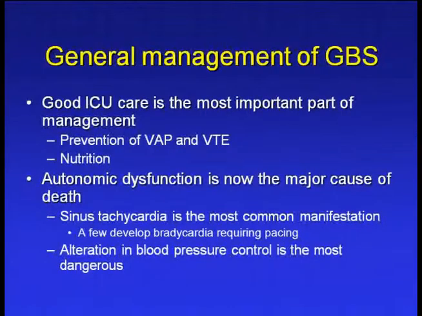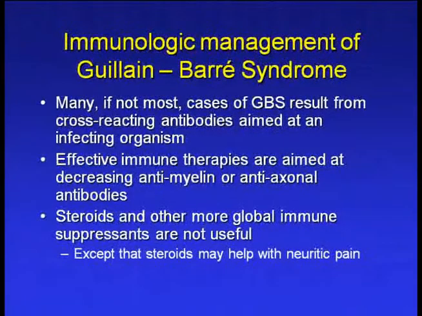In general, the management of Guillain-Barré syndrome is really good ICU care, the prevention of ventilator-associated pneumonia and venous thromboembolic disease, good nutrition. Since respiratory failure is now not the cause of death in the vast majority of people, autonomic dysfunction is. Immunologic management is really the most important thing in speeding recovery. It's usually a cross-reacting antibody, sometimes against something you can determine, for example, like Campylobacter, often though we don't know what the actual antigen is.